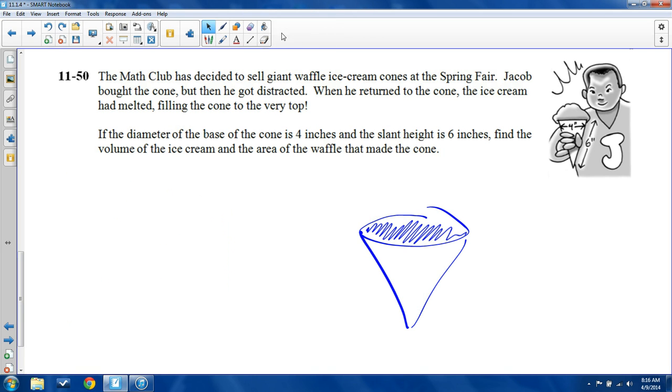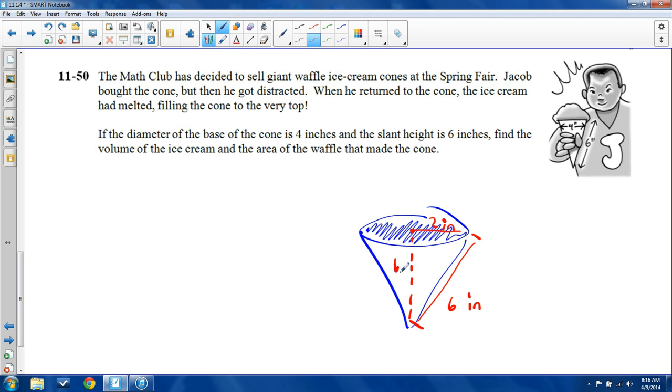It says if the diameter of the base of the cone is 4 inches, I'm going to take out that 4 right now and just say the radius is 2 inches, and the slant height is 6 inches. So this side right here is 6. We need to find the volume of the ice cream, how much ice cream is inside, and the area of the waffle that made the cone. Let's do volume first because we were just working on that.